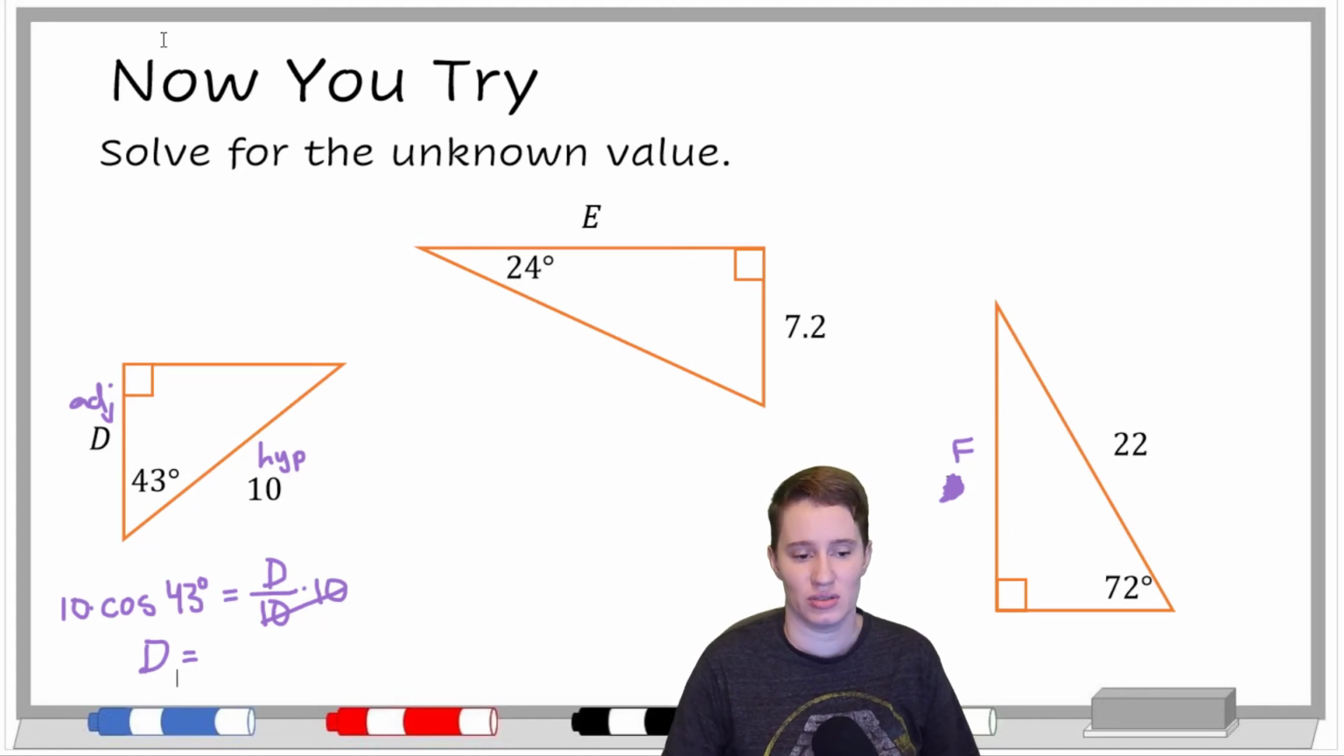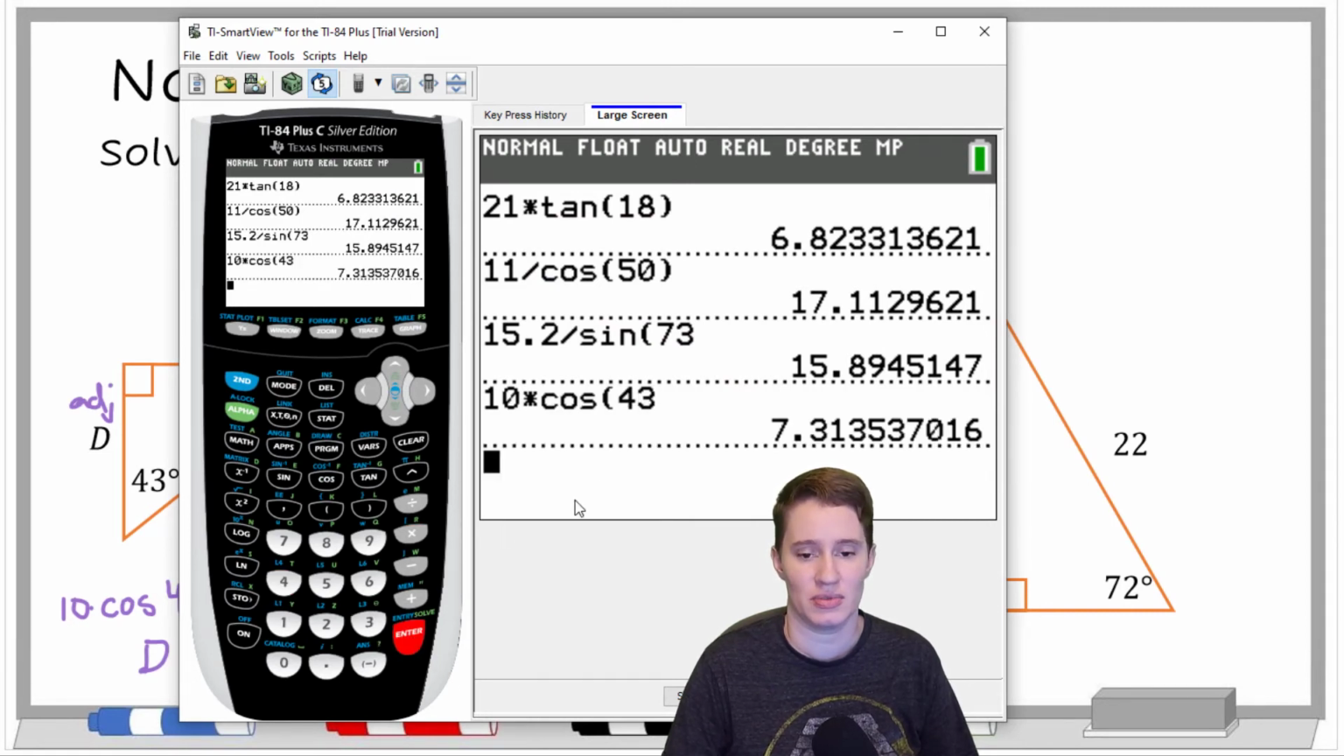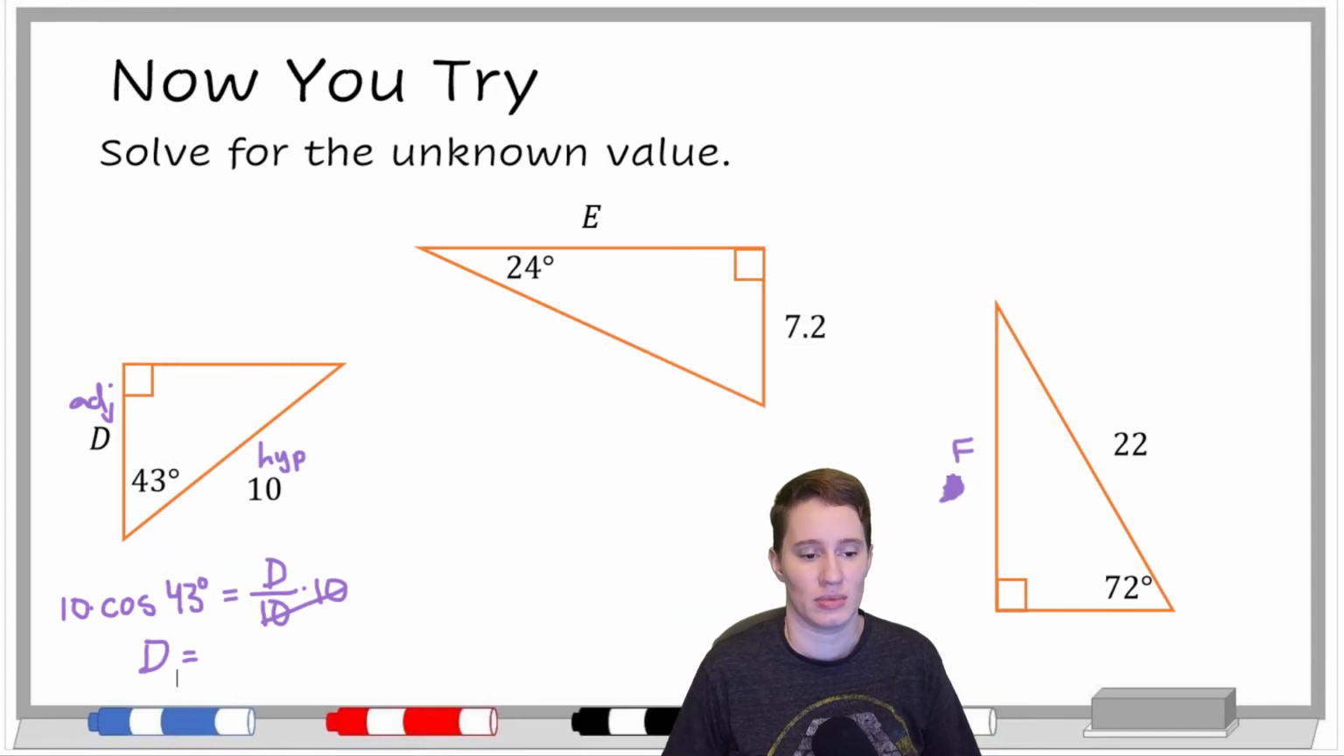D equals, let's do 10 cosine 43. 10 times cosine 43. I don't think I need to actually type times there, by the way. 7.314 is my answer. And then I'm going to do this middle one. So if you got stuck on the first one, go ahead and pause the video and see if you can make more progress on the second one.